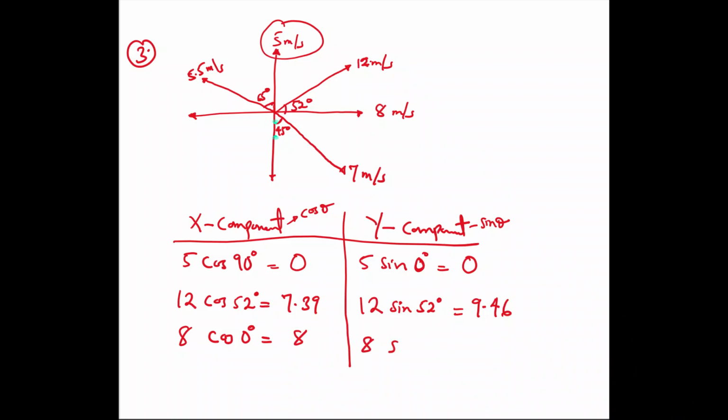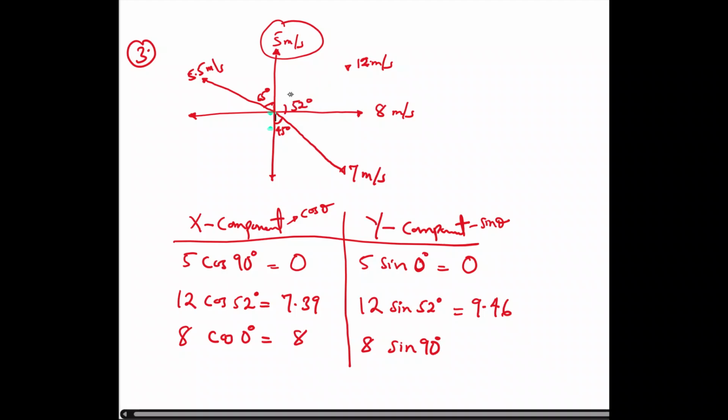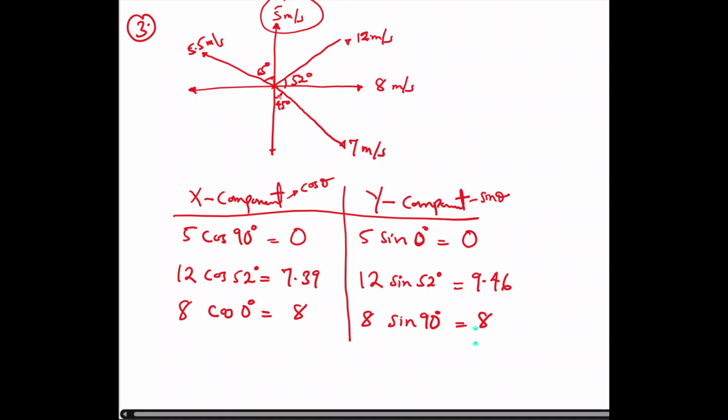And then we have 8 sine 90 degrees. Because when you want to look at it in the vertical part, it has to be this one connected to this part. So that will be 90 degrees. In that case, 8 sine 90 will be equal to 8 also. So now let's go to 7.